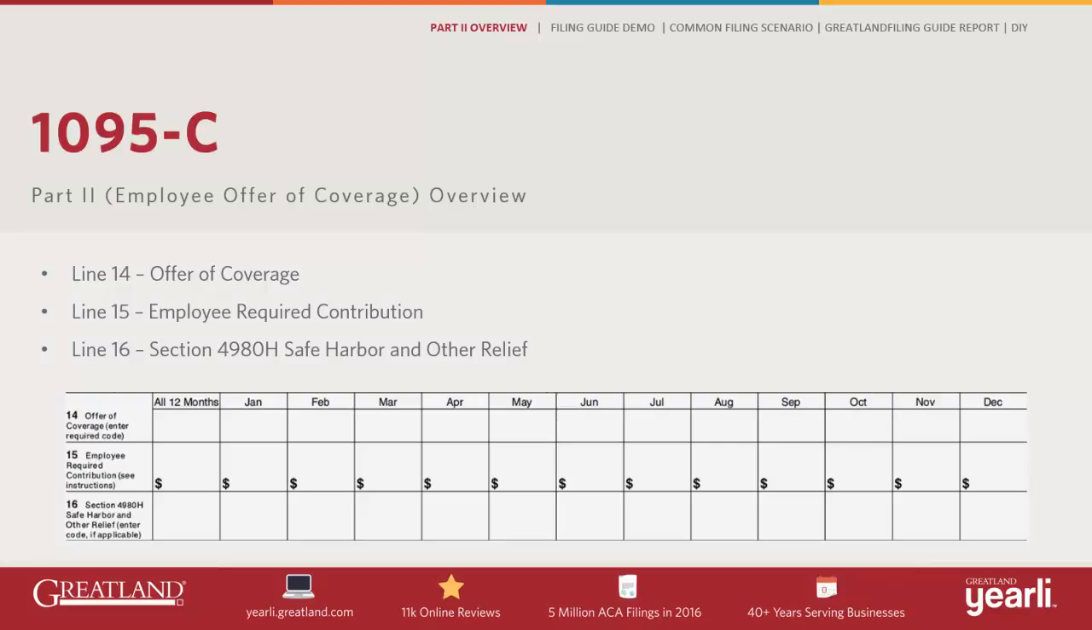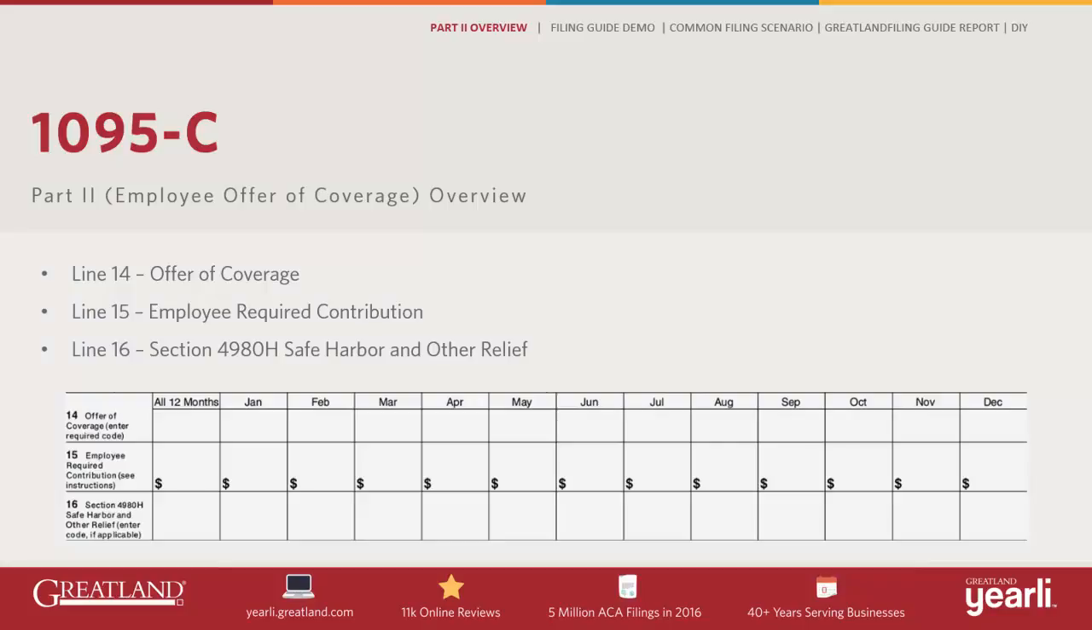For example, let's say that the employee is offered family coverage, but the employee enrolls in employee-only coverage. Line 14 should indicate that the employee was offered family coverage. Line 14 is all about the offer. A code must be entered for each calendar month, January through December, even if the employee was not a full-time employee for one or more calendar months.